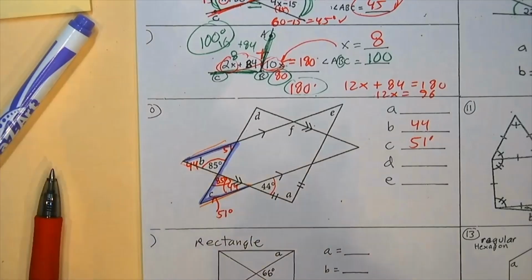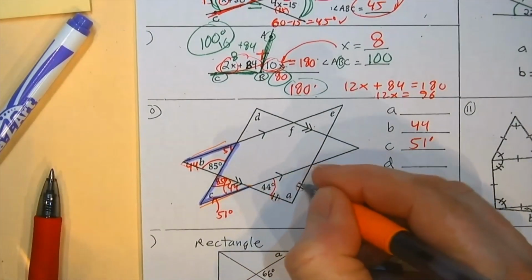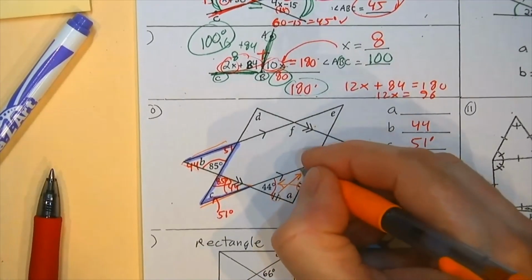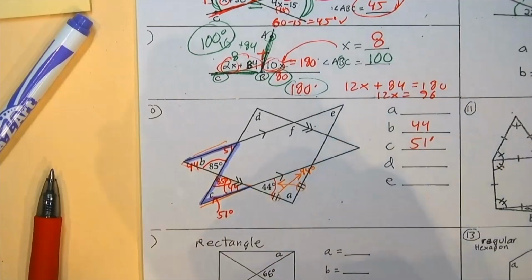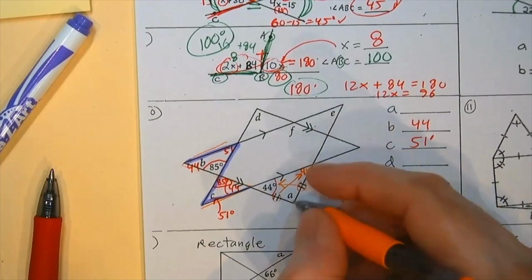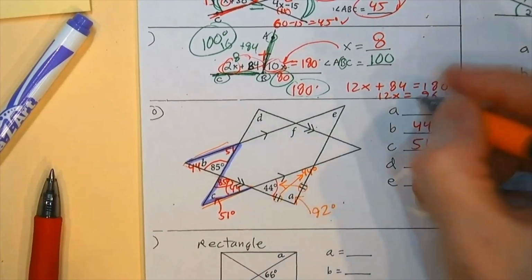Okay, so from here I said, what can I do? I see here's 44. Wait, these are the same, aren't they? That means these guys opposite are the same. So I could fill a 44 in right there. So I got 44, 44. Let's finish up this triangle. So this down here, just subtracting from 180, is 92.